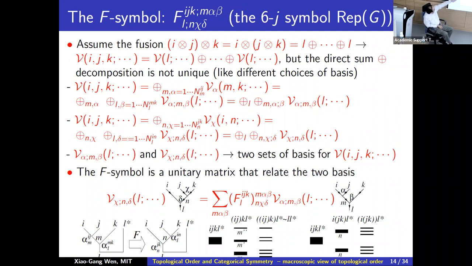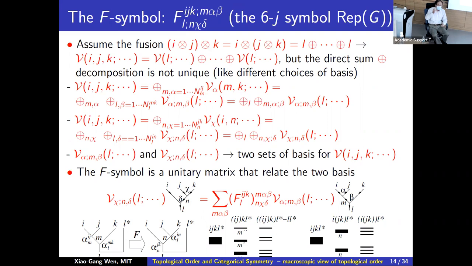And then we can fuse this I, J combination, which became M, and fuse M with K. Then this one does not split, but this one splits, and the last one also splits. Then we get even smaller spaces. So basically this original vector space can be decomposed into a direct sum of those smaller spaces.